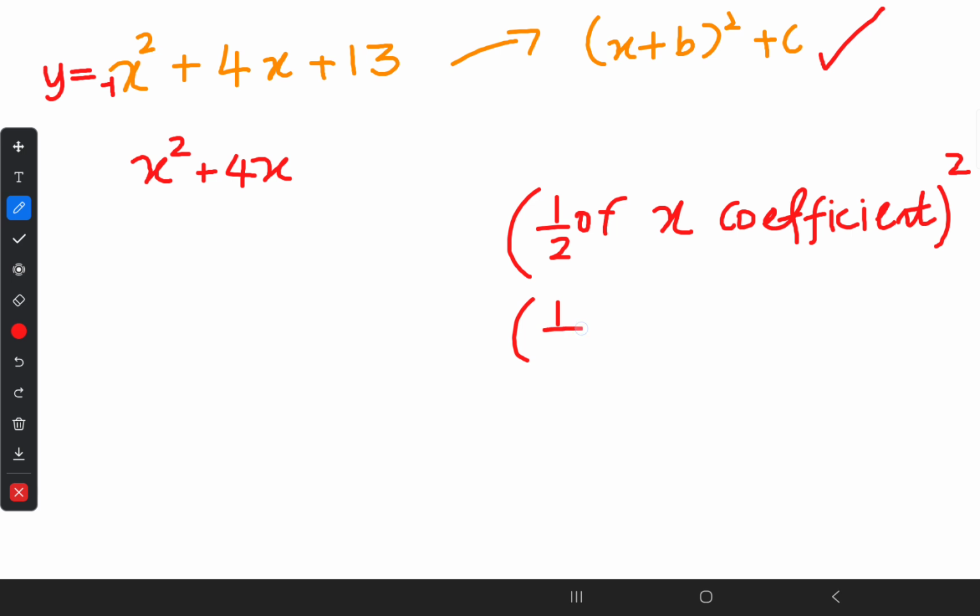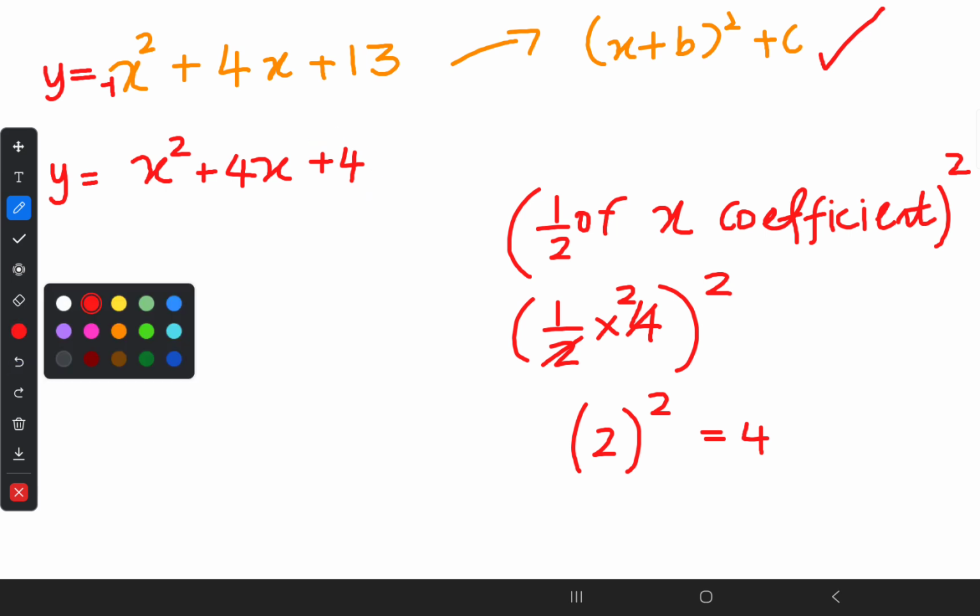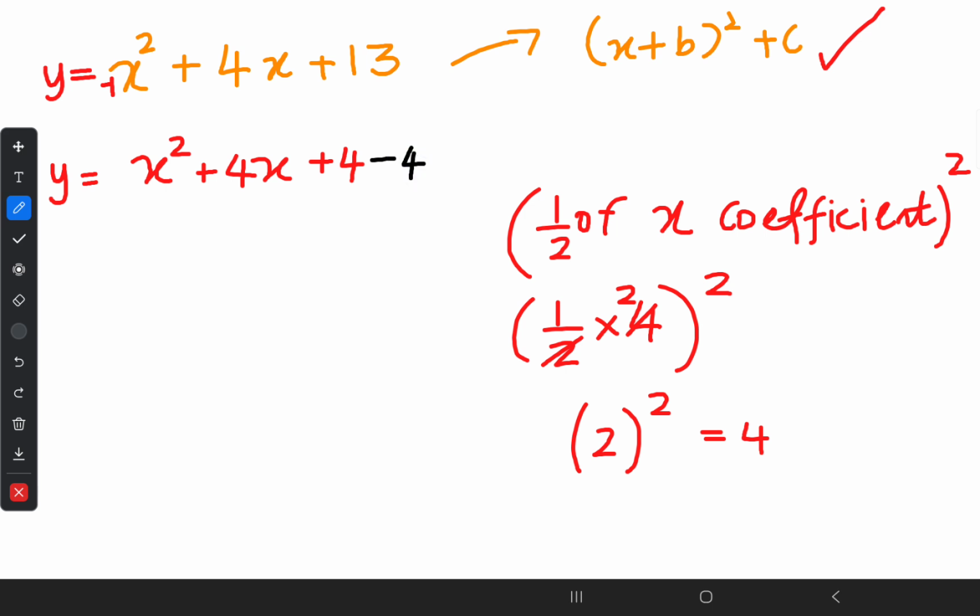Half of means multiplication by one half of the x coefficient. Here the x coefficient is positive 4. Half of 4 is 2, and its square, 2 square, is 4. With these two, you need to add the number 4 here. Since it is an equation, we cannot add a number in this equation directly. You have added this number, and to nullify that, you have to subtract number 4 as well.